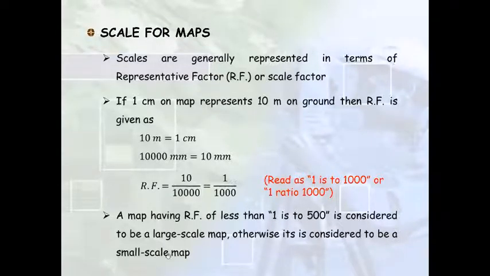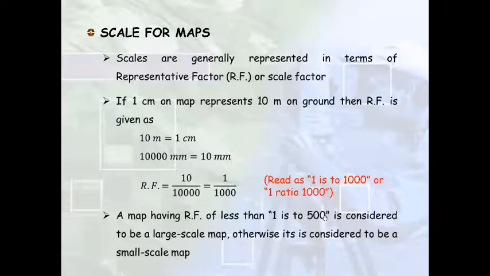Otherwise, it is considered to be a small scale map. So if this factor is greater than 1 is to 500, that means it is a small scale map. So what does it mean specifically? 1 is to 500 means that whatever units you're using, 1 foot on the map or 1 inch on the map is equal to 500 something on the ground.